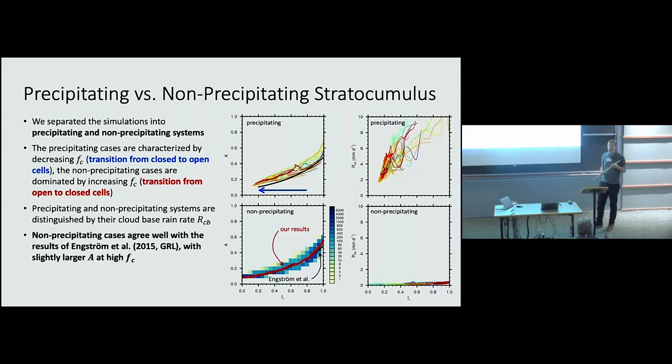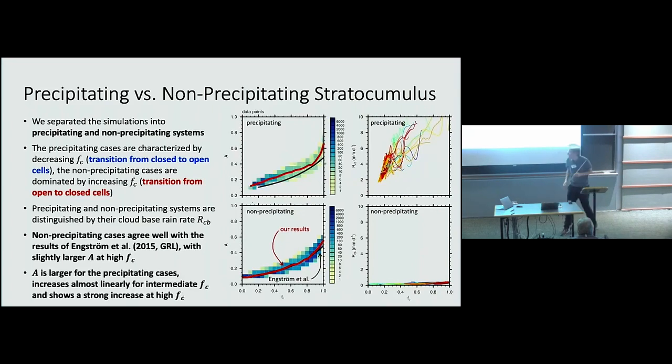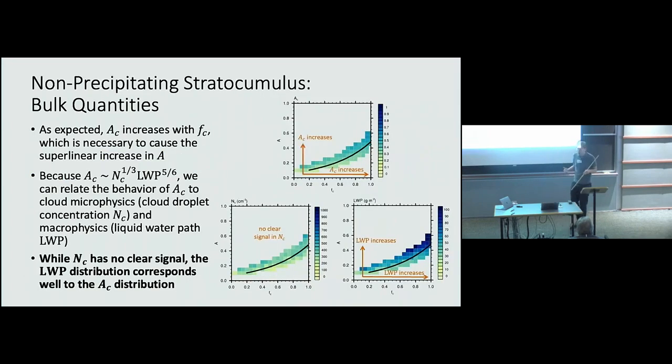Right, the cloud fraction. You can see here that especially for the non-precipitating cases, we have an almost perfect agreement with the observationally determined Ångström line, that superlinear behavior. And in the precipitating cases, we lie slightly above that Ångström line, and we have a slightly stronger increase for higher cloud fraction.